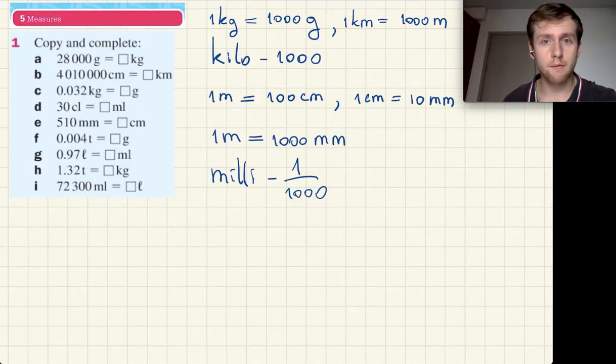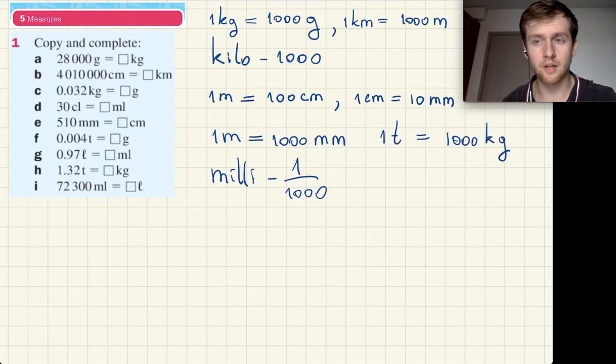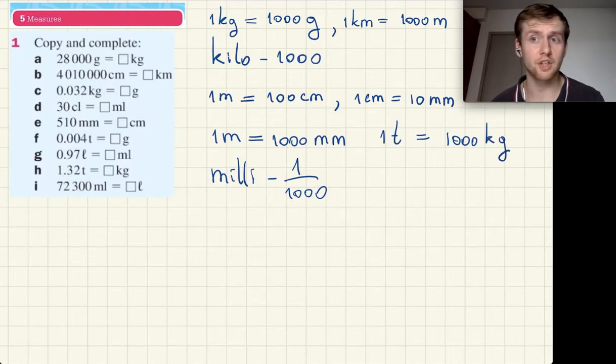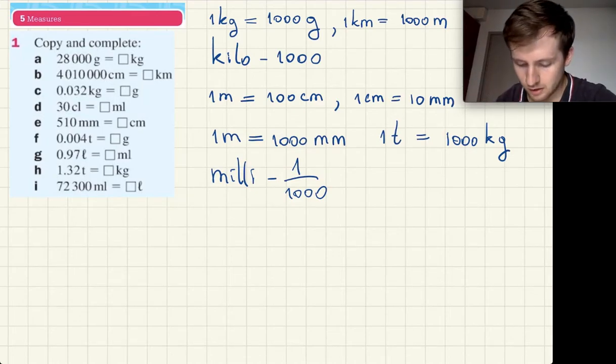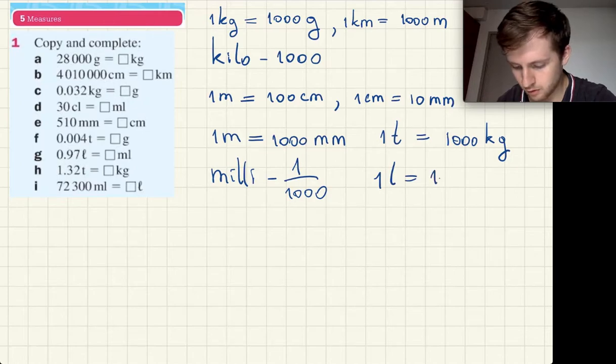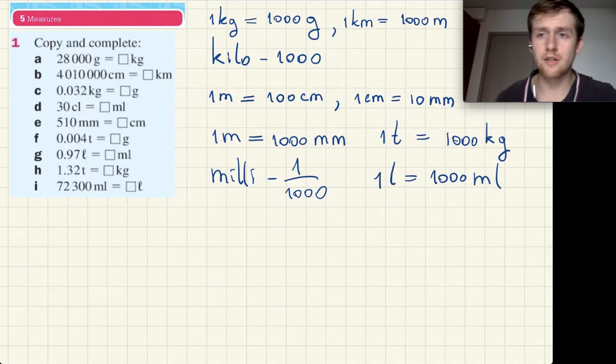What else do we have here? We have tons. So 1 ton is equal to 1,000 kilograms. This one is not really connected to a word like kilo or something. And the liters, right? 1 liter has 1,000 milliliters in it. Okay, that's probably it for the basics. Let's actually start doing the exercise.